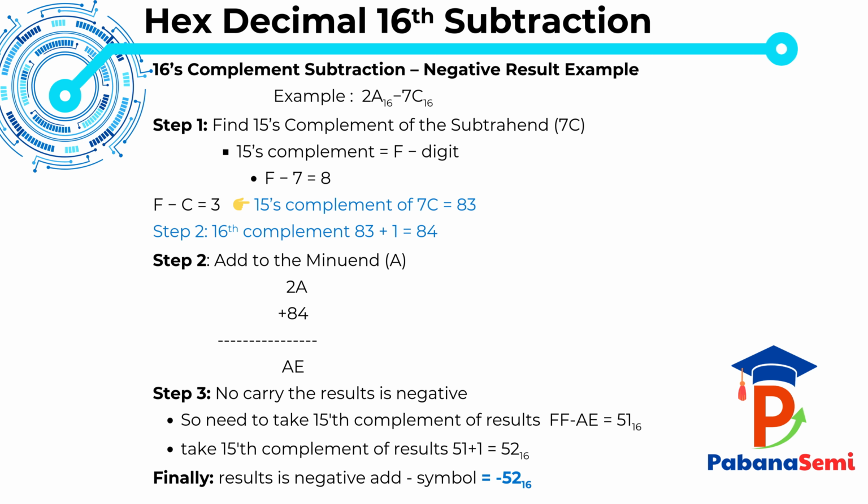Now let's reverse the order. 2a minus 7c. We take the 16's complement of 7c, add it to 2a, and this time no carry appears. That tells us the result is negative. To find the magnitude, we take the 16's complement of the sum, which again gives 52. So the final result is minus 52 hexadecimal. The key advantage of 16's complement is that there is no end-around carry, making arithmetic cleaner and more reliable than 15's complement.